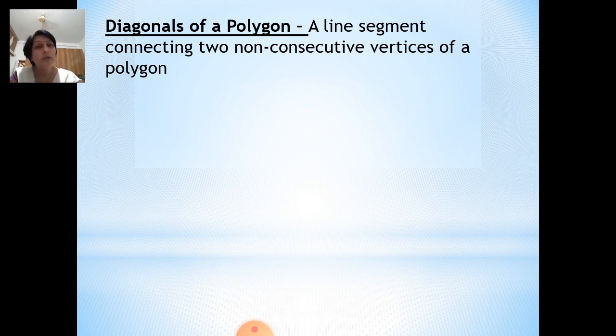In a polygon, if we draw a line segment connecting two non-consecutive vertices of a polygon, then that line segment is called a diagonal. Now, dear children, you must be wondering, what do you mean by non-consecutive? Non-consecutive means if you start from one vertex, leave the second one and join with the third one.